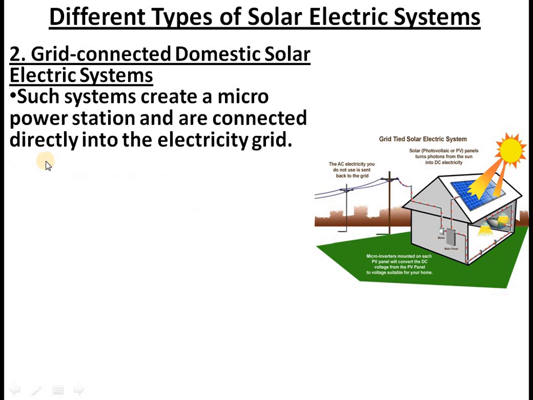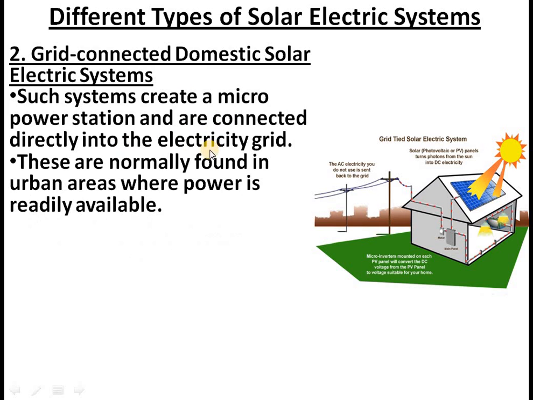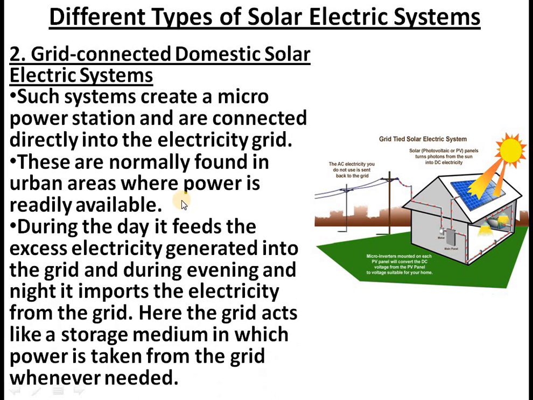Such a system creates a micro power station and is connected directly to the electricity grid. These are normally found in urban areas where power is readily available. During the daytime, what happens? It feeds the excess electricity into the grid, and during evening and night it imports electricity from the grid. So at night we need it because we are in demand of power. Here the grid acts like a storage medium, something like battery storage.